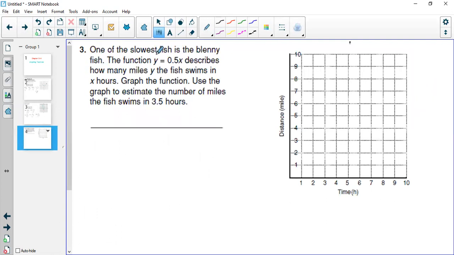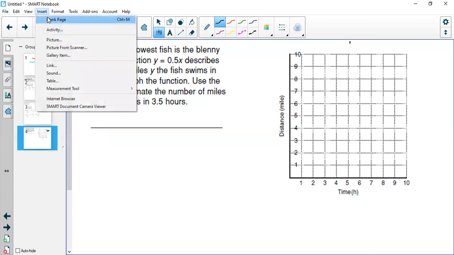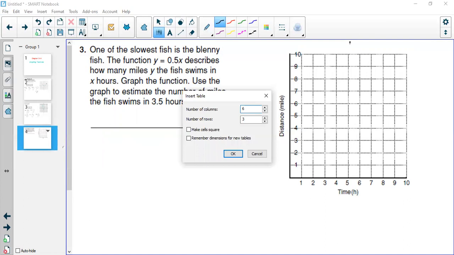That's number 3. One of the slowest fish is the blenny fish. Okay, I didn't know that. Did you know that? One of the slowest fish is the blenny fish. The function y equals 0.5x describes how many miles y the fish swims in x hours. Graph the function. Use the graph to estimate the number of miles the fish swims. So first, let's graph it, because they're asking us to graph it. To graph it, we definitely need a table. So let's draw the table.